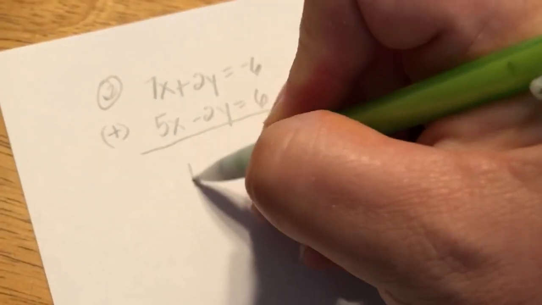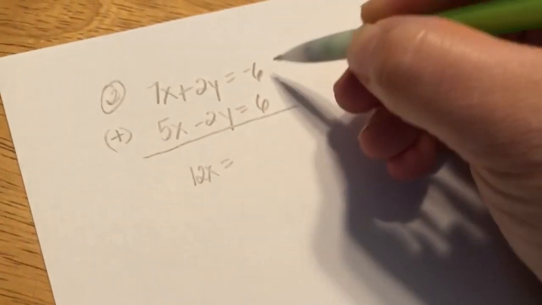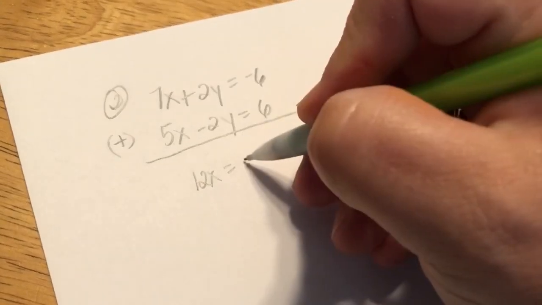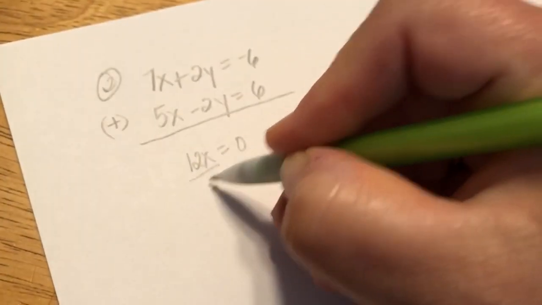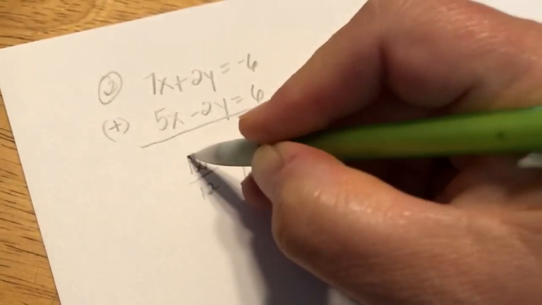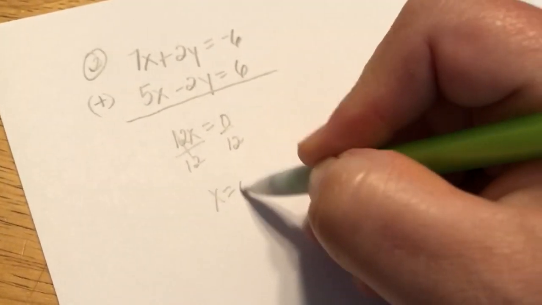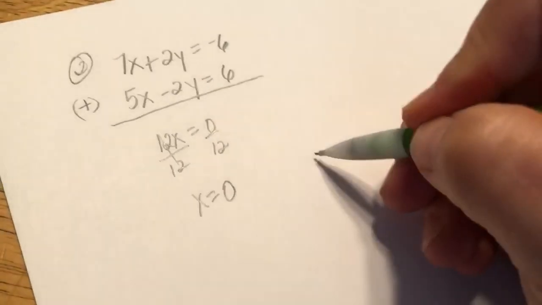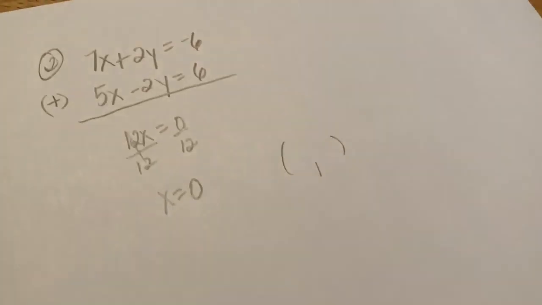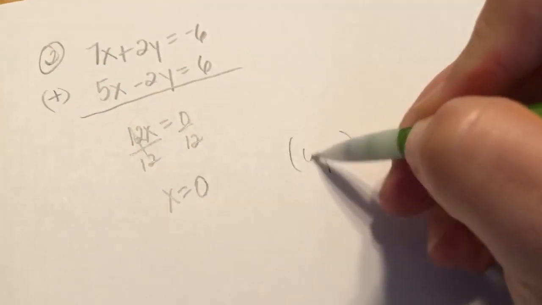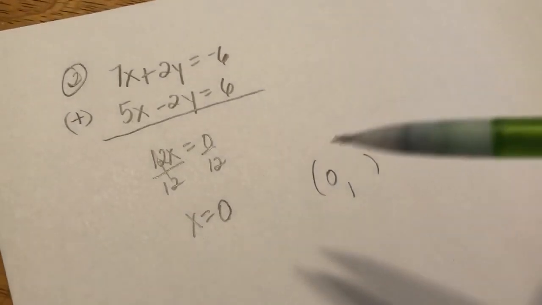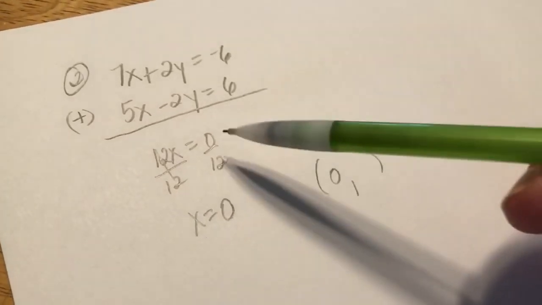7x plus 5x, you should have said, is 12x. -6 plus 6 is 0. And to solve, we divide by 12, and 0 divided by anything is 0. Again, I like to go ahead and start my ordered pair. 0 goes in for x. It is not undefined. It is 0.